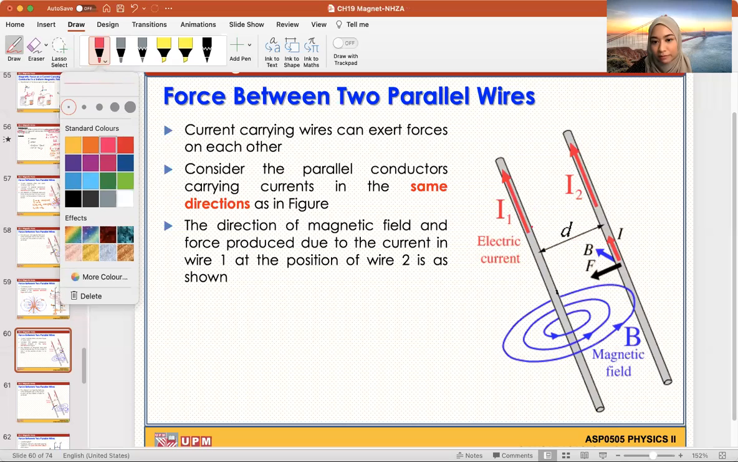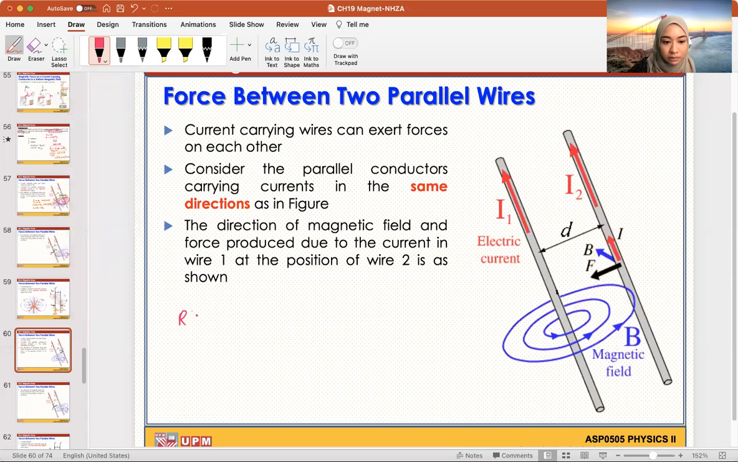Okay, so now we have I again. First thing, our B is not provided. Okay, so we have to find out our B using the right hand rule, screw. So I have my I number 1. I want to find out what is B number 1. So using my right hand rule, screw, I will find out that it is anti-clockwise, pretty easy.